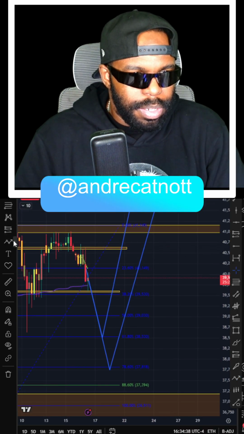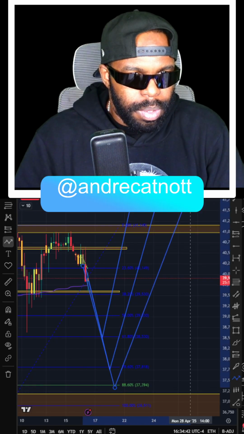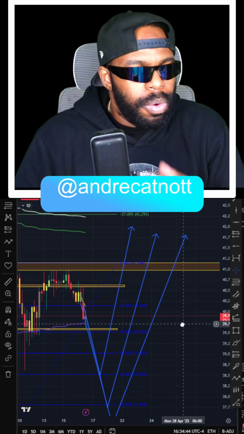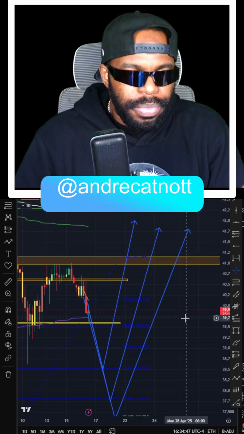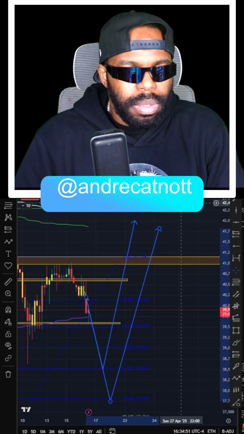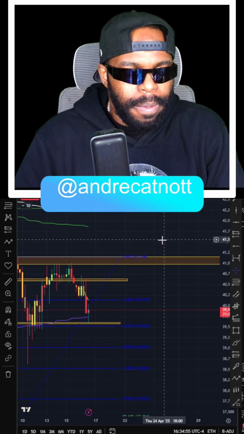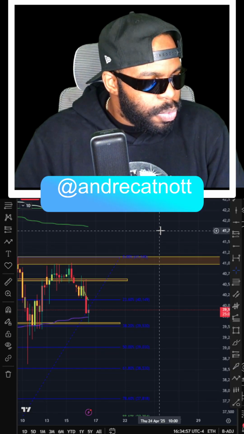Or price could come down here. So those are 3 scenarios that can play out long term for the Dow Jones US 30. All right. So that's what could play out right there.